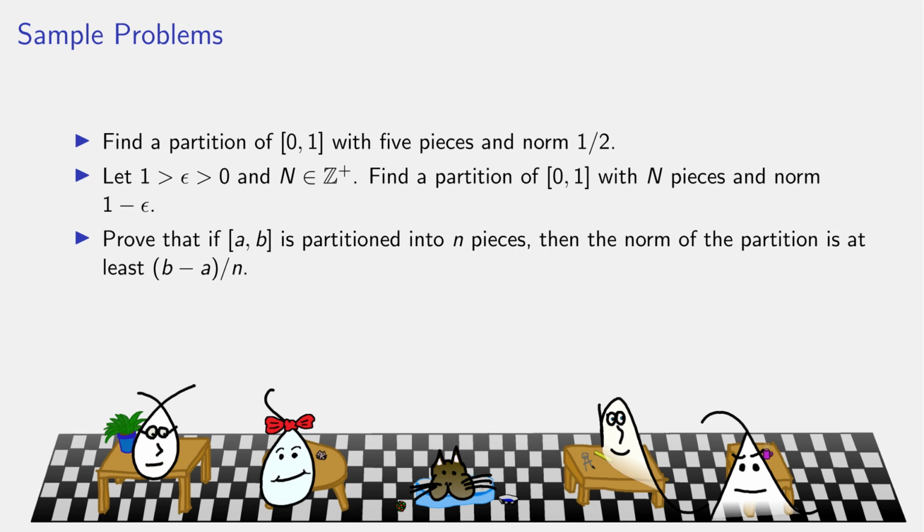Okay, so especially that second problem should have convinced you that it's possible to make a partition with lots and lots of pieces with a pretty big norm. Just remember, the norm is the single largest piece in the partition, regardless of how many pieces there are that are smaller than that one.